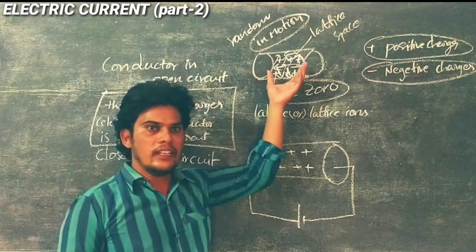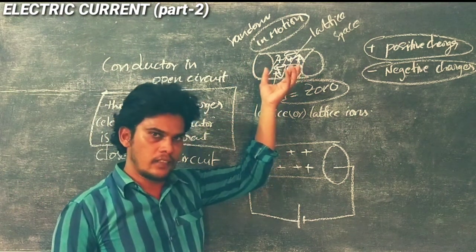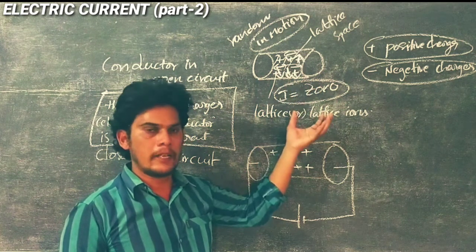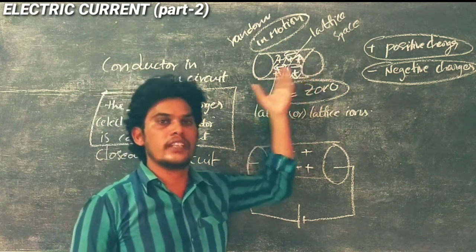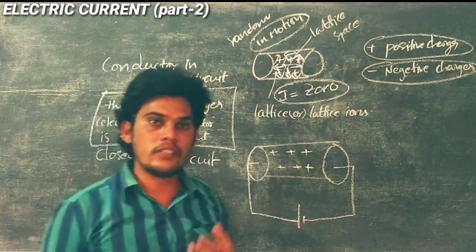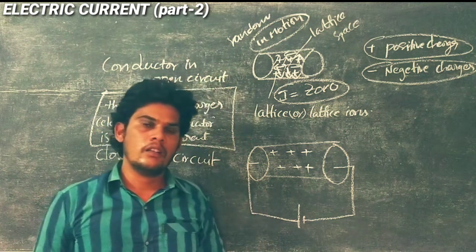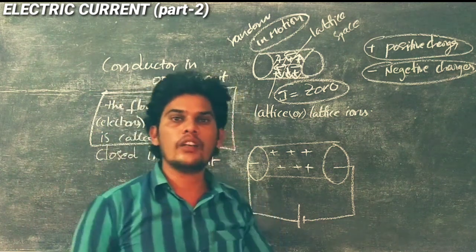But here the flow of electricity does not take place. The electrons move in a random way. That's why electricity is not produced here. This is the first situation, the observation of Drude and Lorentz.